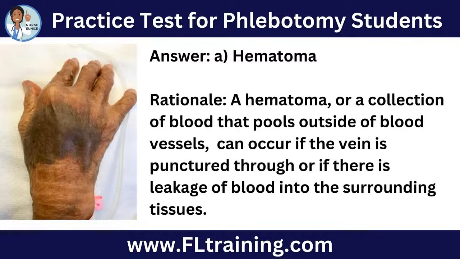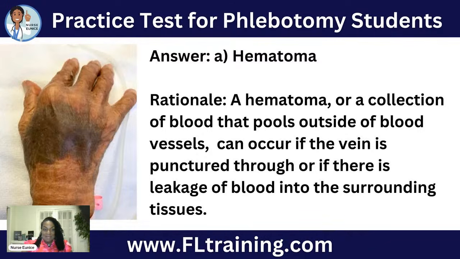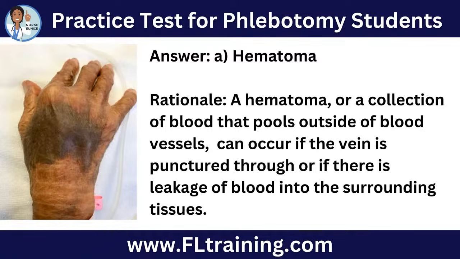A hematoma could form. And a hematoma is a collection of blood that pools outside of the blood vessels. So it escapes the blood vessel and pools under the skin. And it can occur if the vein is punctured or if there is a leakage of the blood into the surrounding tissue. So anytime you see a hematoma starting to form, you immediately, with your gauze, want to remove that needle, take off the tourniquet, and apply direct pressure onto the person's extremity or wherever the puncture site is.